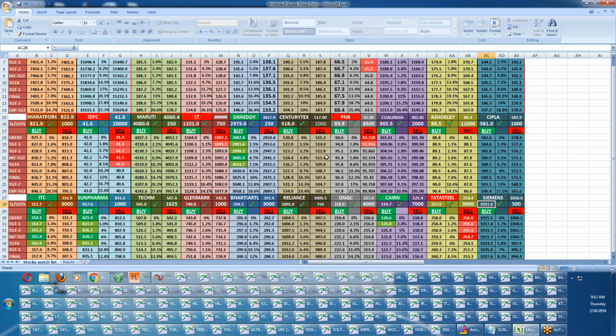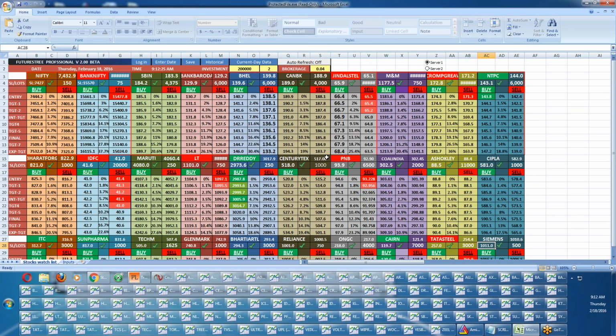So right at 9:15, what we'll be doing is we'll click on the current day data button, and then after that we'll put it on auto refresh mode, and you'll be getting the entry prices for all these 30 scripts that you have here, and you'll be getting their respective stop losses also. Right below the name of the script, you have the stop loss figure. So we'll be getting the prices at 9:15. We'll just wait for that.